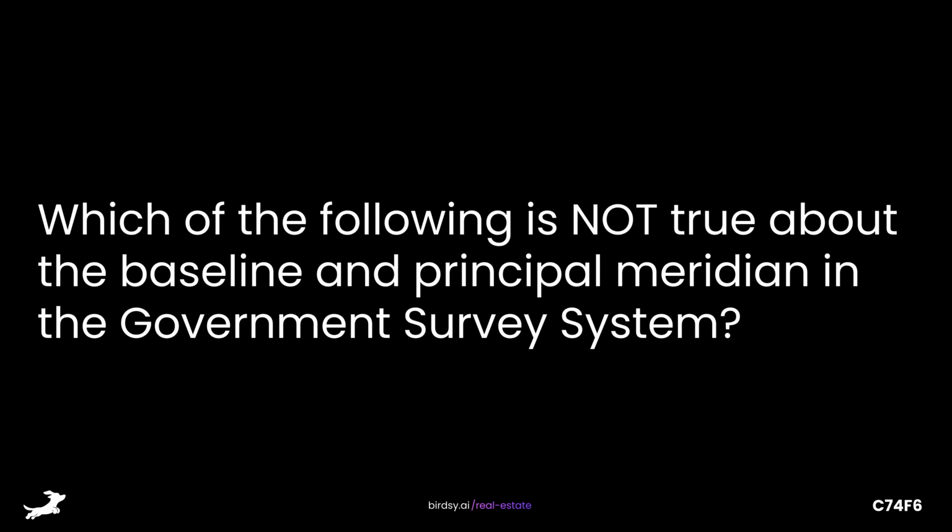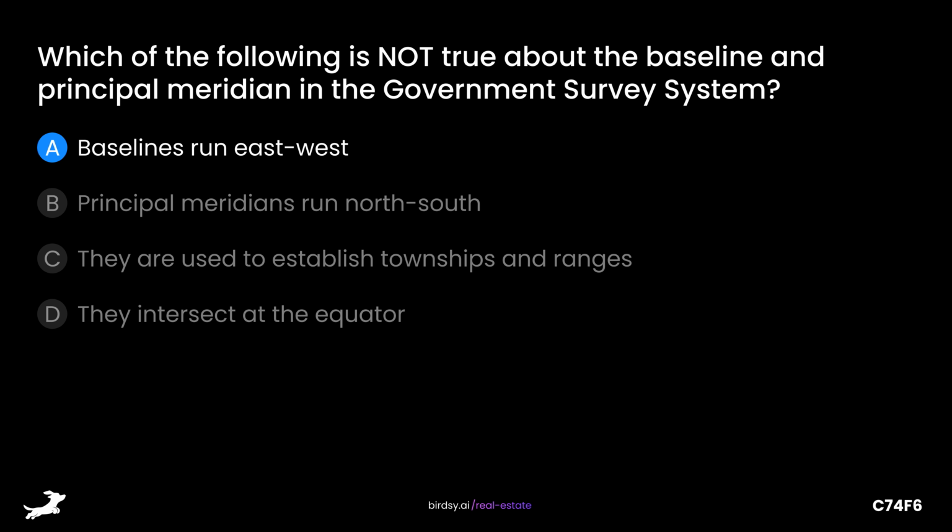Which of the following is not true about the baseline and principal meridian in the government survey system? Is it A, baselines run east-west, B, principal meridians run north-south, C, they are used to establish townships and ranges, or D, they intersect at the equator? The answer is D, they intersect at the equator.